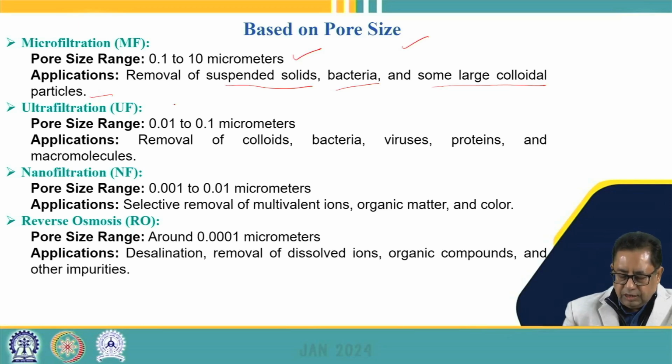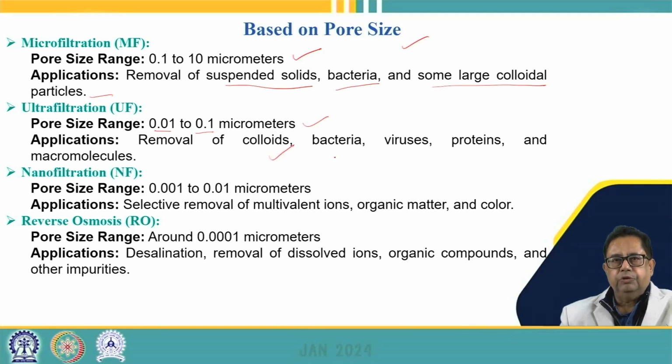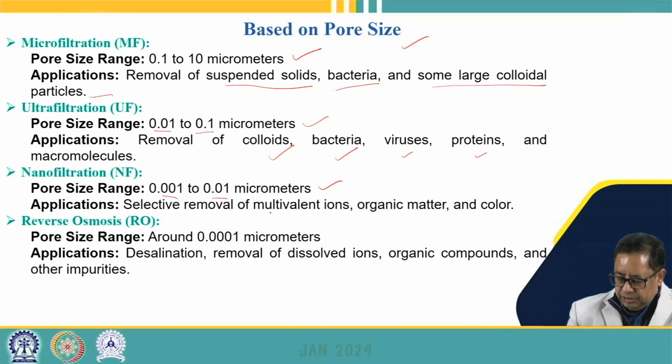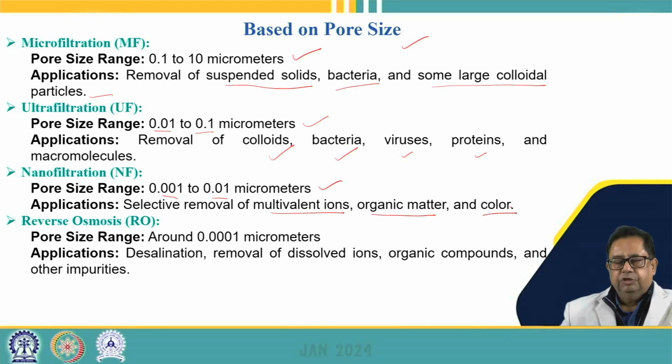When we talk of ultrafiltration, we have a pore size of nearly 0.01 to 0.1 micrometers, and it can also be used for removal of colloids, bacteria, viruses, proteins, and macromolecules. In nanofiltration, the pore size is nearly 10 to the minus 3 to 10 to the minus 2 micrometers, and it is used for the selective removal of certain multivalent ions because of its size, and the dissolved organic matter, as well as the color which may be imparted by dissolved constituents in the water.